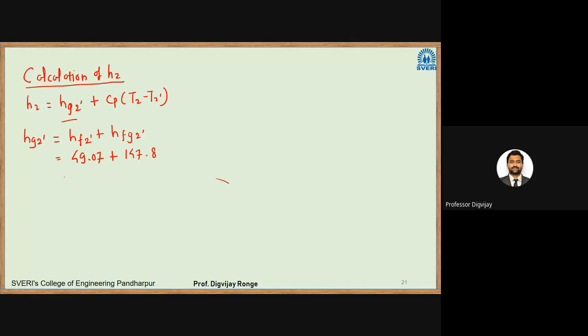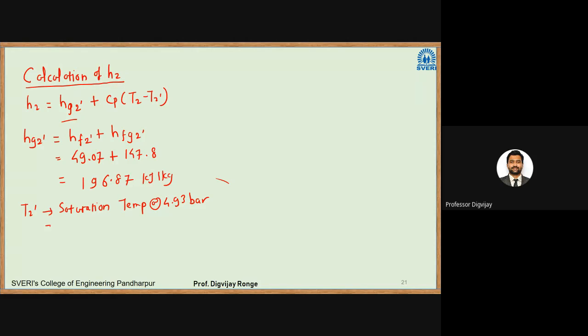So this will be 196.87. I hope this is correct. Okay. And T2 dash, you know, that is the saturation temperature. T2 dash is nothing but saturation temperature at that pressure, 4.93.